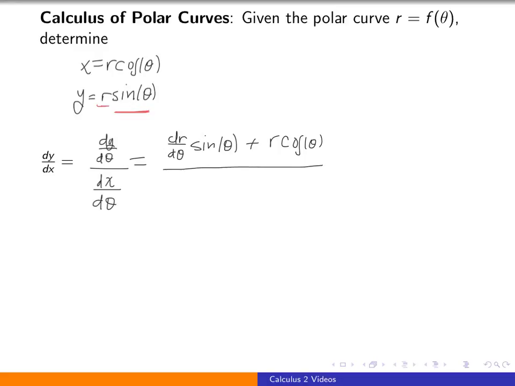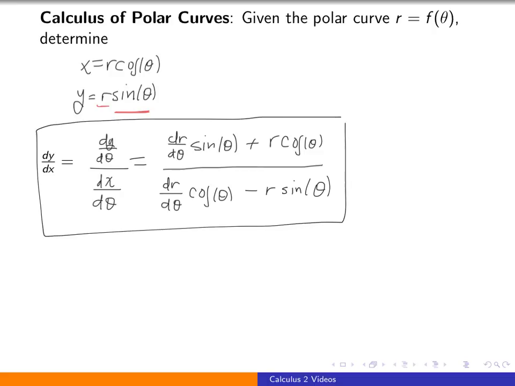Similarly, for dx d theta, we would apply the product rule to r cosine theta. So we get the derivative of the first times the second, plus the first, r, times the derivative of cosine. And the derivative of cosine is minus sine, so I'll go ahead and pull that minus out. And this gives us a representation of dy dx.